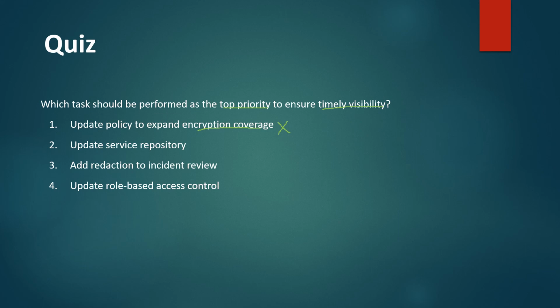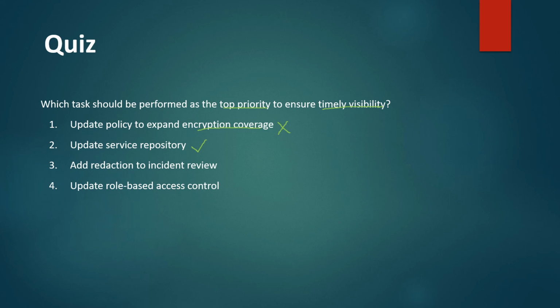Service repository, this seems to be a right choice because it is the top priority. When a new cloud service is out there, you need to update the service repository, add the new service, give it an appropriate risk score so that the usage of the service and the risk level can be reflected in the dashboard. That's very much related to visibility here. So this is the right choice. But let's continue, check the remaining options.